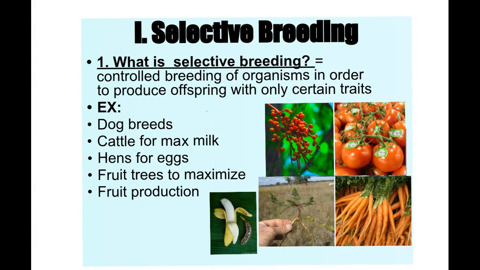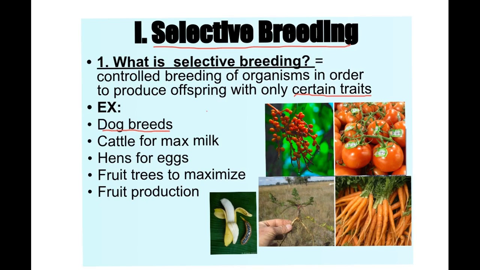Alright, the first thing we're going to go over is a remarkably simple concept, which I think everybody who's actually paying attention will understand. It's called selective breeding. What that is, you select parents in order to get desired or certain traits in the offspring or the babies. So, for example, there are hundreds of different breeds of dogs.